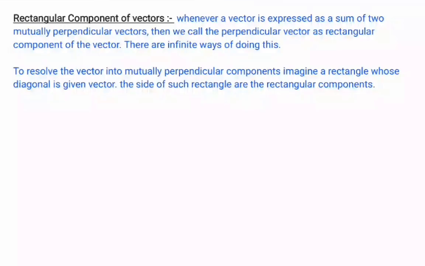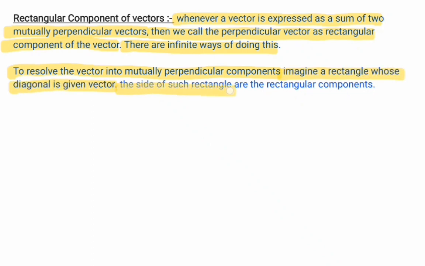Okay. Now we will discuss rectangular component of vector. Read what is written over here. Whenever a vector is expressed as a sum of two mutually perpendicular vectors, then we call the perpendicular vectors the rectangular components of the vector. There are infinite ways of doing this. To resolve the vector into two perpendicular components, imagine a rectangle whose diagonal is the given vector. The sides of such a rectangle are the rectangular components of the vector.